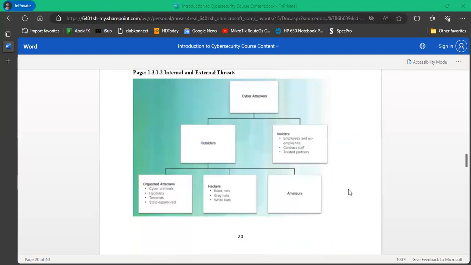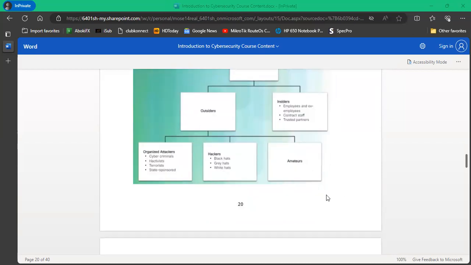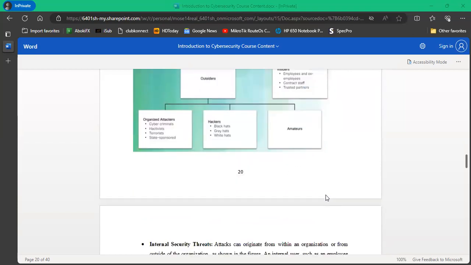Now, internal and external threats. This is the table structure of cyber attackers. We have outsider and insider. In fact, insider attack is the most injurious attack because they have access to the organization's infrastructure and network, and whatever attack they make might be difficult, at times always difficult, to detect. So under outsider, we have organized attackers, hackers, and amateurs.